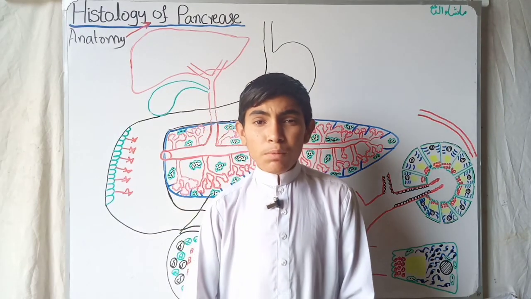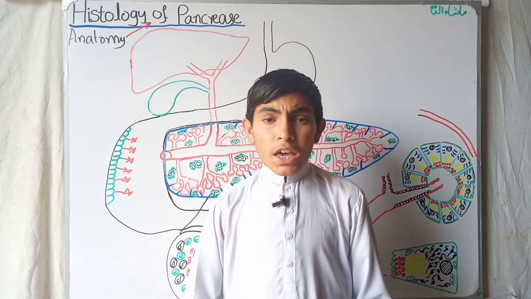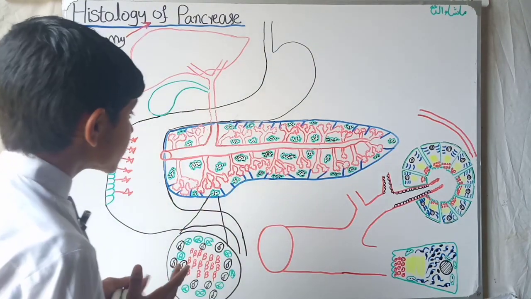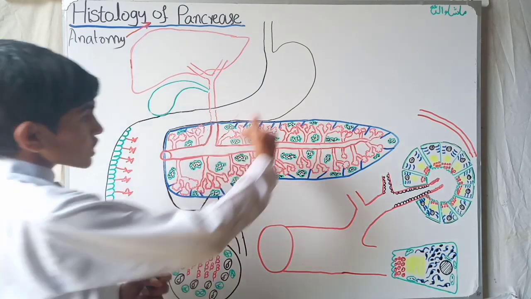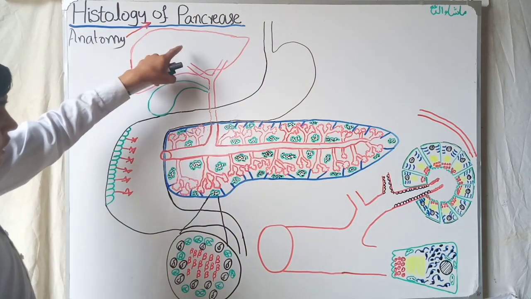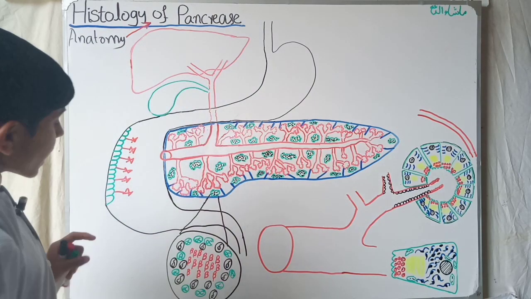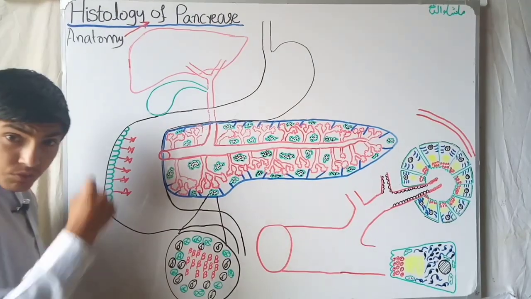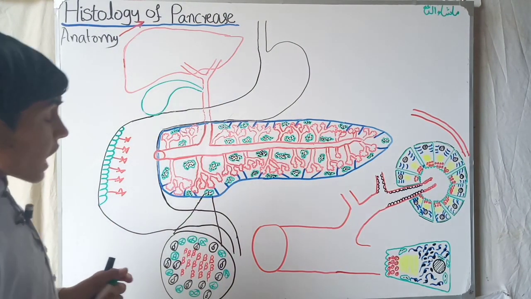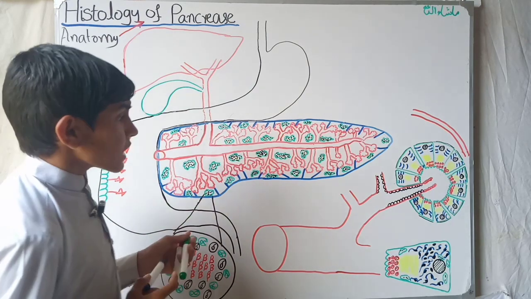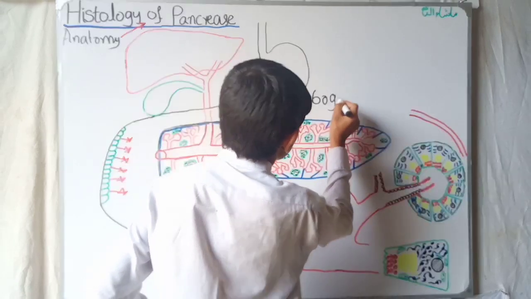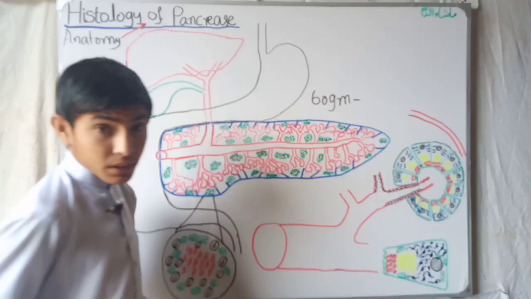In this lecture we will talk about the histology of pancreas. Actually, pancreas is a digestive gland present in the abdominal cavity just below the stomach and under the liver, in the C-shaped arrangement of the first part of the small intestine, the duodenum. And the pancreas is about 60 gram weight in an adult man.